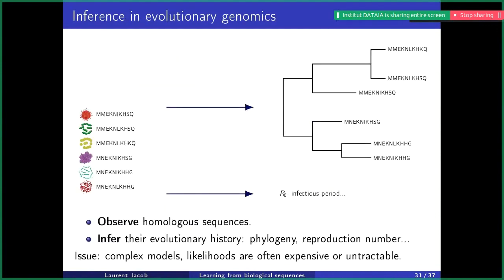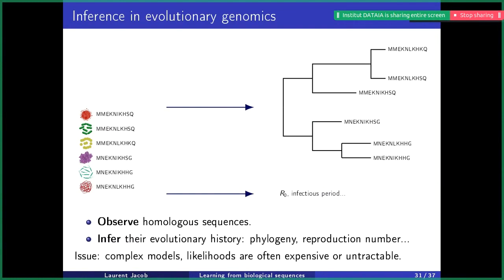Okay, inference in evolutionary genomics. I don't know how familiar you are with the problem, but the general setting is that you observe homologous sequences, meaning sequences that evolved from a common ancestor. And from that, you want to infer their evolutionary history in a broad sense.